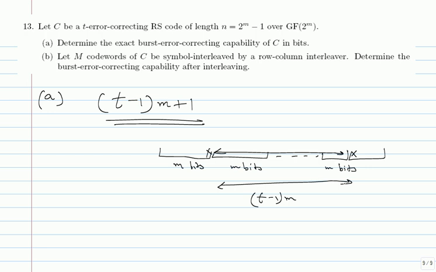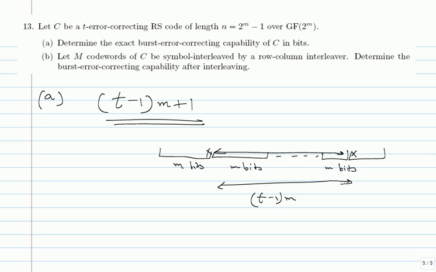Okay, part B is an interesting thing. You take M code words, capital M code words, and do row column interleaving. So what's row column interleaving? You take code word 1, put it as the first row, code word 2 as the second row, and likewise put M code words row-wise, and then you shift out column-wise. So if you take the first M symbols in your final output, they will correspond to different code words.